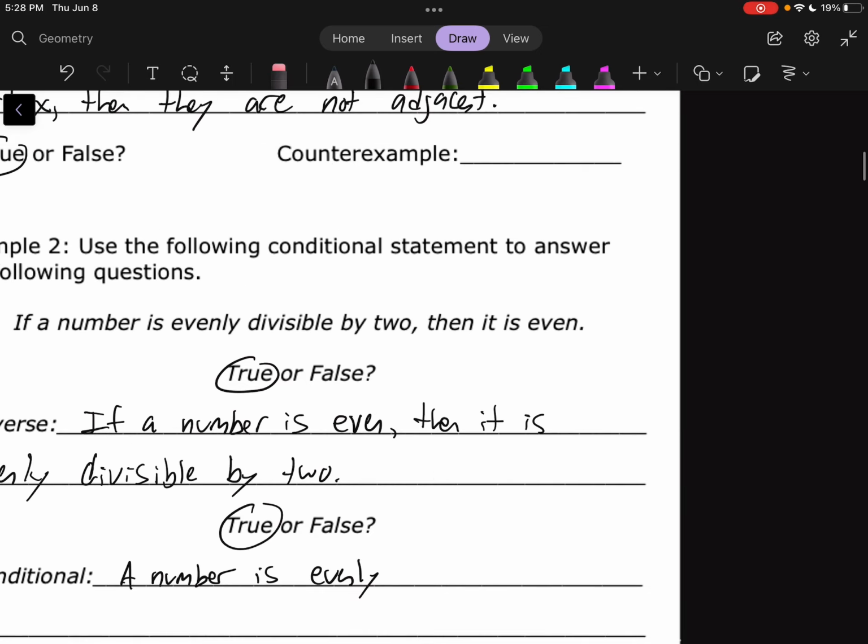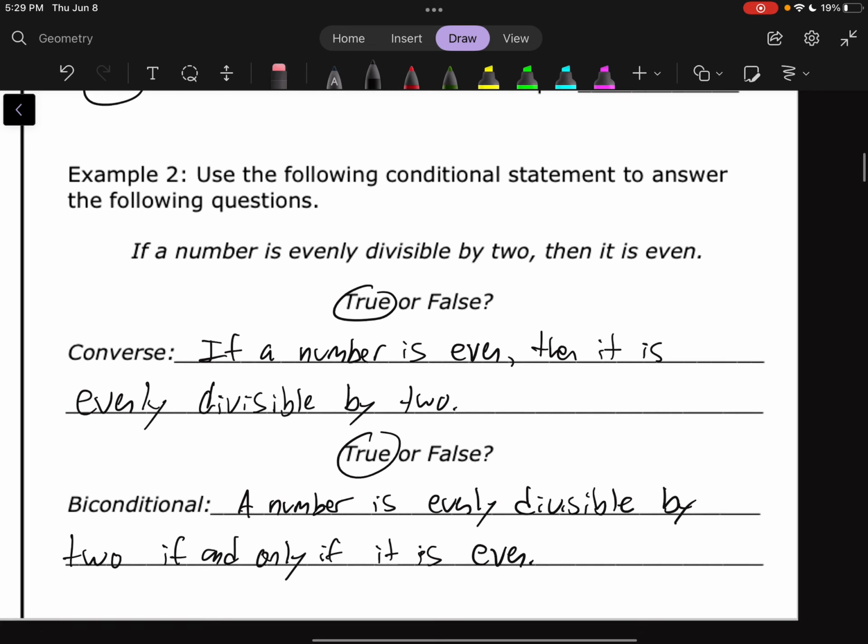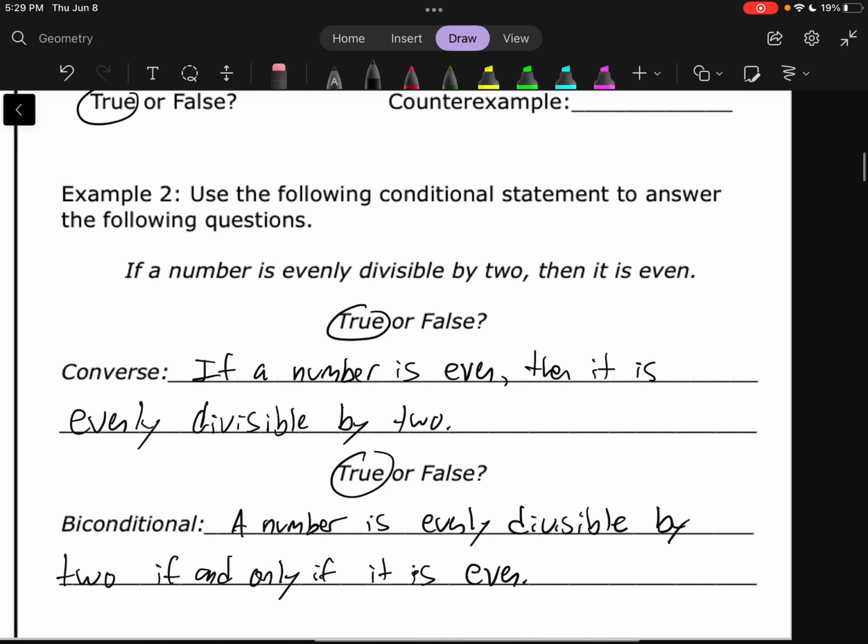So that means that the biconditional statement would be a number is evenly divisible by 2 if and only if it is even. And that wraps it up there. So just remember, of course, for the biconditional statement, the number one thing you got to remember to do is put in that if and only if. Okay, hopefully that went well for you guys.